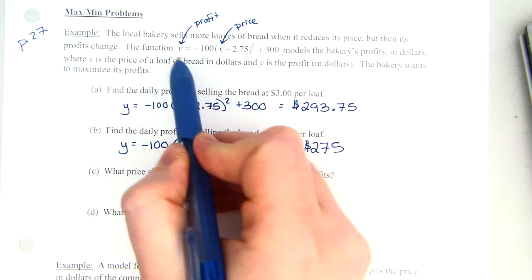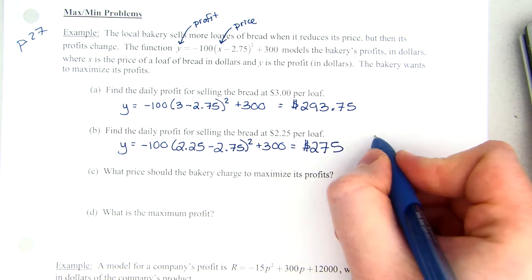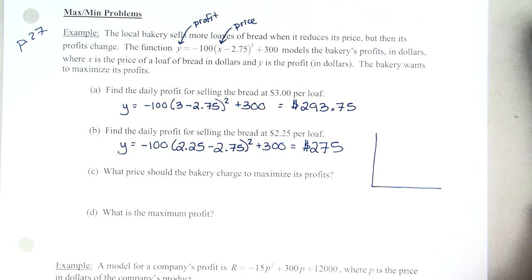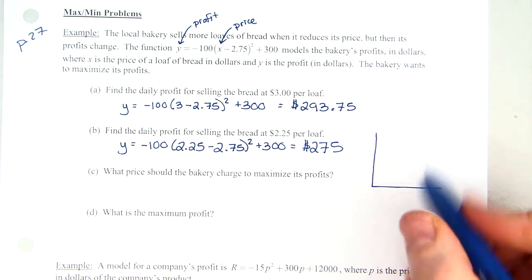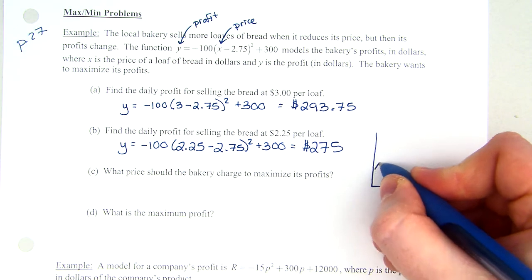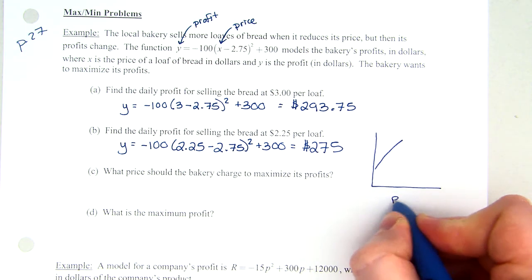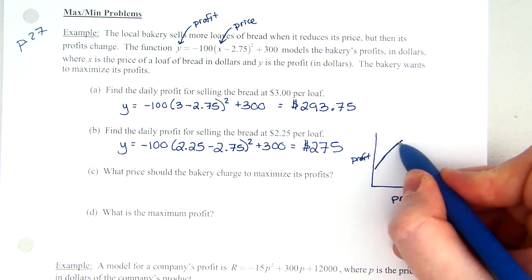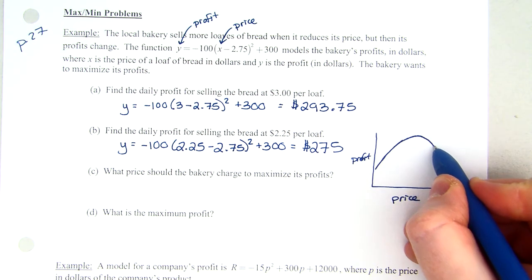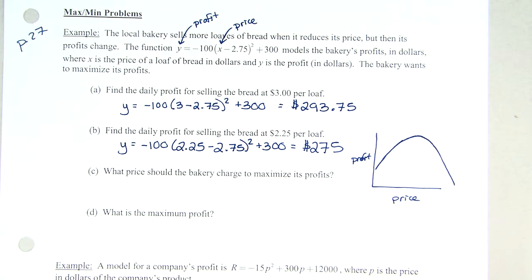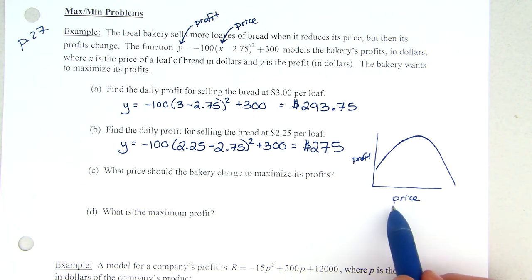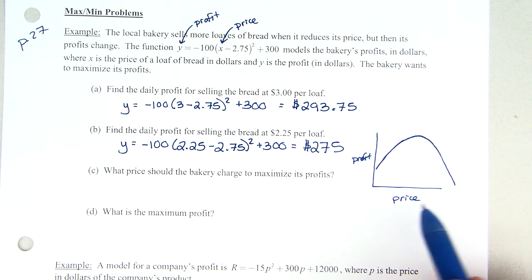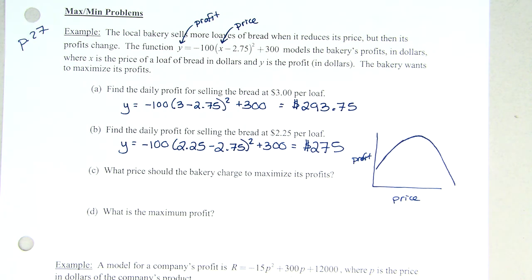Now, the function over here is a parabola. If I look at the graph of this function, it's going to look kind of like this. First of all, I've got the price over there. I've got the profit over here. As I increase the price, the profit's going to go up for a while, and then it's going to start coming down. I think the issue here is if they charge too much for a loaf of bread, no one's going to buy it, so they're not going to make as much money. So we've got to find that magic, perfect price that would give us the most profit.